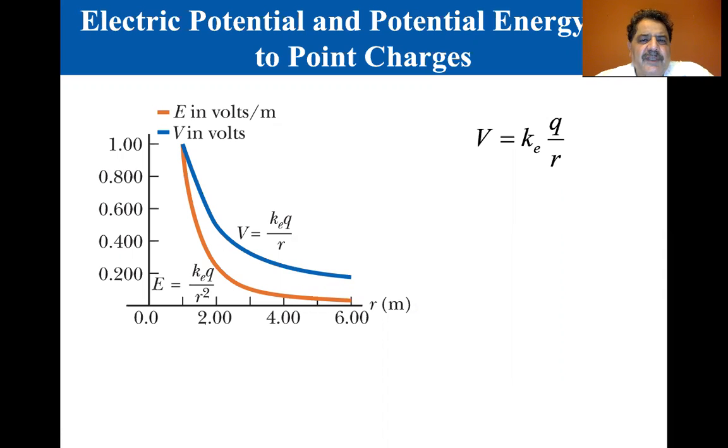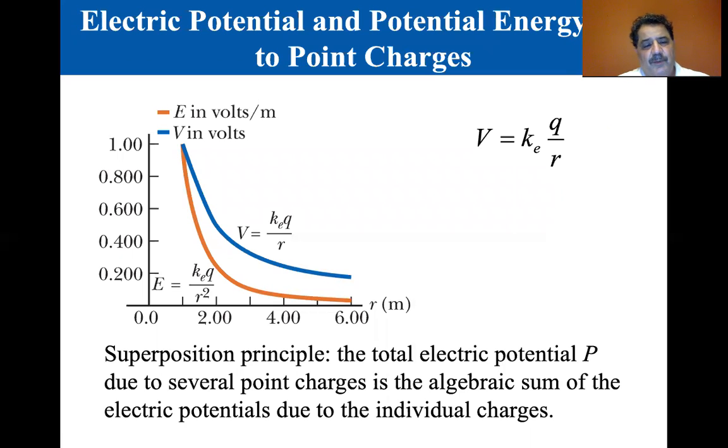E is in volts, that's the electric field. V is in, I'm sorry, E is in volts per meter, and V is in volts. Now, what's the difference between these two graphs? Well, you can see that the V falls off at a 1/R ratio. The E falls off as 1/R squared.